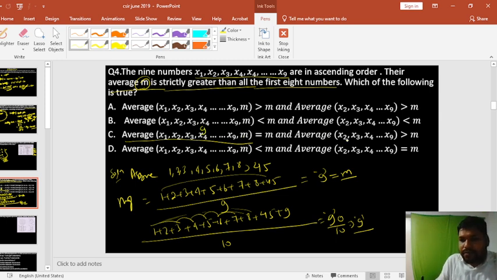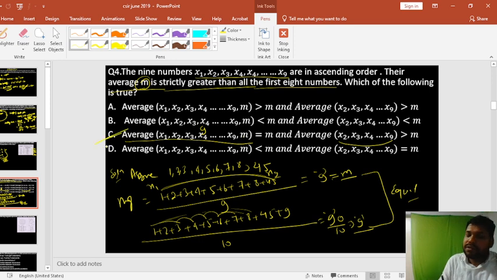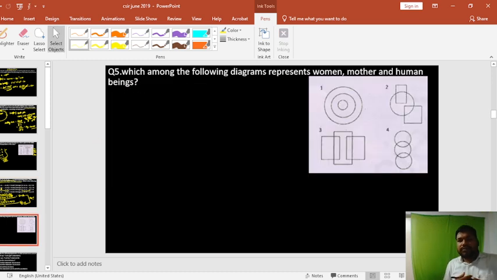Now, what is the average of x1 to x9? X1 to x9 means you have already got it here. This is x1 and this is x9, and that is also 9. It means both of them are equal. Equal means that is option number C. Everywhere you have to find out whether they are equal or greater, so it's option C. They are equal.